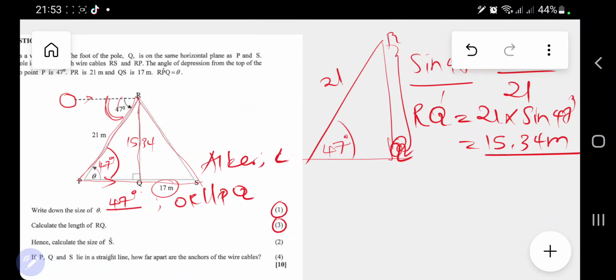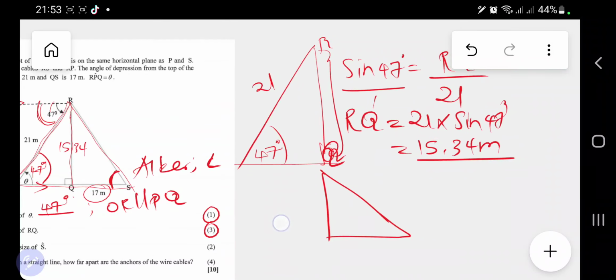Hence, calculate the size of angle S. Angle S is in triangle RQS. We are going to take out this triangle. You must divide them into different triangles, grade 10s, so that everything can be clear.